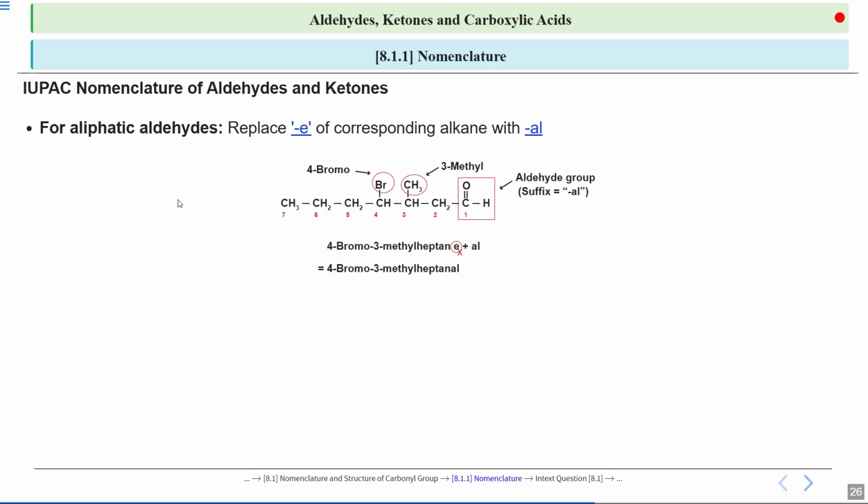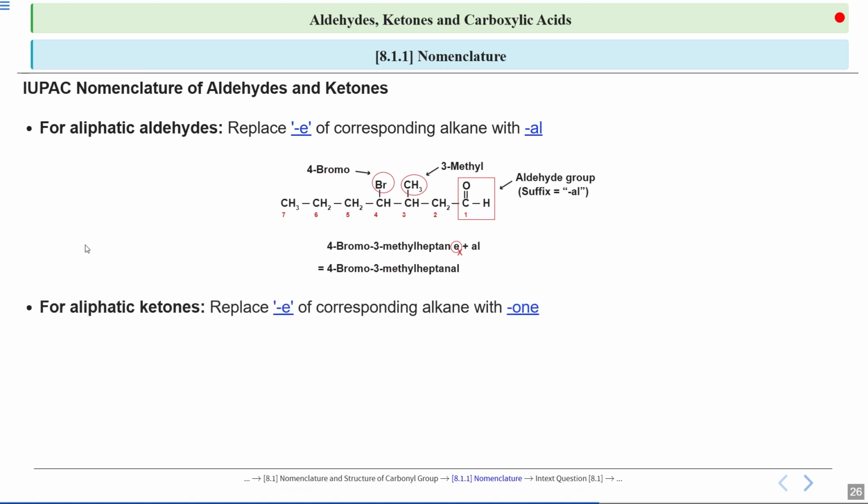So if you write the name of this particular compound, students, you will see first how many carbon atoms are there? 7. So the root word is heptane and the E is replaced by Al. And on the fourth position there is bromo, on the third position there is methyl. So 4-bromo-3-methylheptanal. The suffix which we use for the aldehyde group is Al. So this is how you will write the name. Since B comes first, then M, that is why we are writing 4-bromo first. 4-bromo-3-methylheptanal.